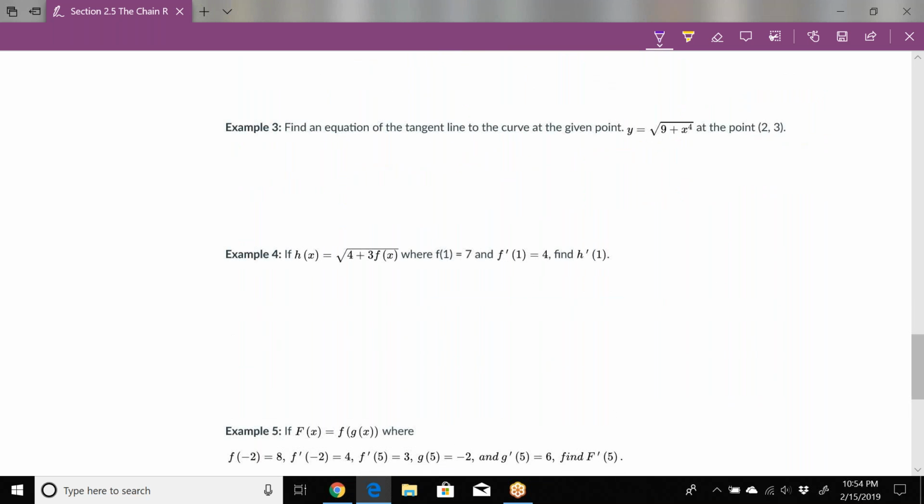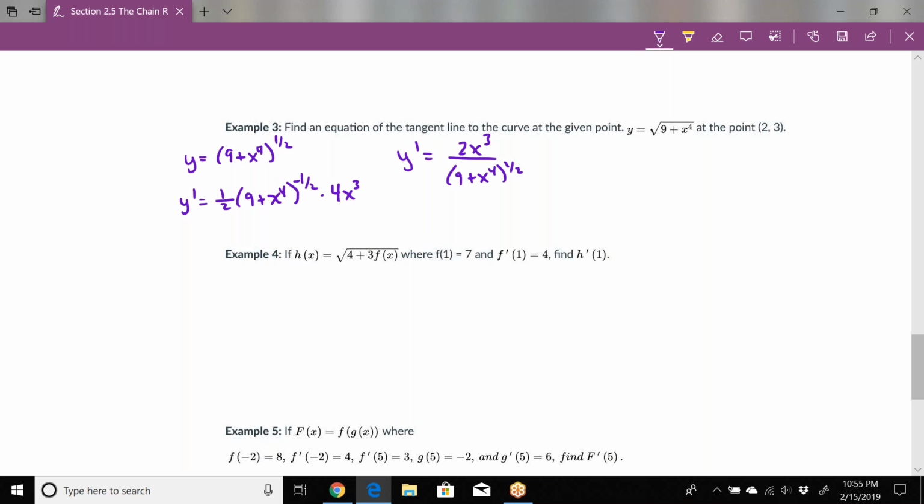So this right here is finding the equation of a tangent line to a curve with this function at the point (2, 3). First step, I'm going to rewrite that as (9 plus x to the 4th) to the 1/2. And we'll take the derivative of that using our chain rule and our power rule. This is 1/2 (9 plus x to the 4th) to the negative 1/2 times 4x cubed, which means that y prime can be reduced to 2x cubed over (9 plus x to the 4th) to the 1/2.